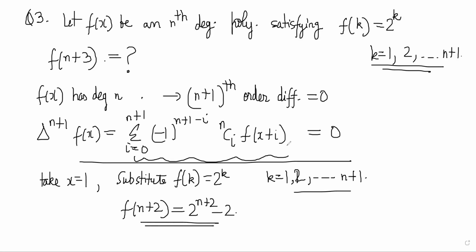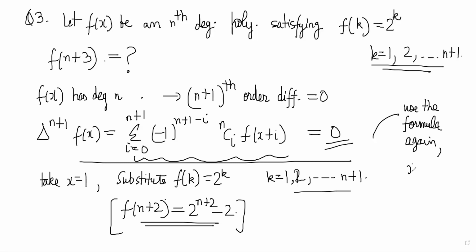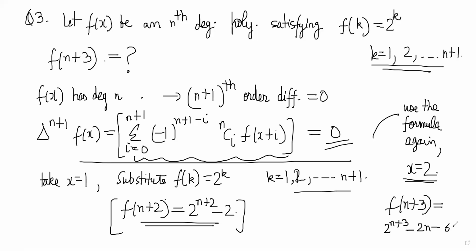We are using the difference formula to get f of n plus 2 because we know the difference is equal to 0. Once you have f of n plus 2, we can use the same formula again, but this time you can take x is equal to 2 here, then you will end up getting f of n plus 3 from there. You will expand the summation again, but you're using x is equal to 2, so the summation will go up to f of n plus 3, and you'll get f of n plus 3 is equal to 2 power n plus 3 minus 2n minus 6.